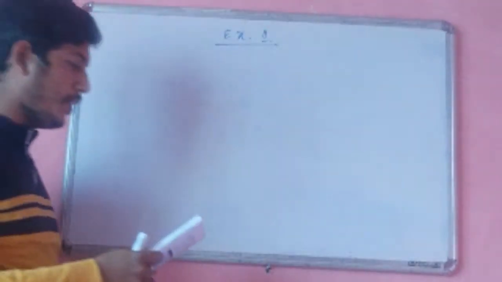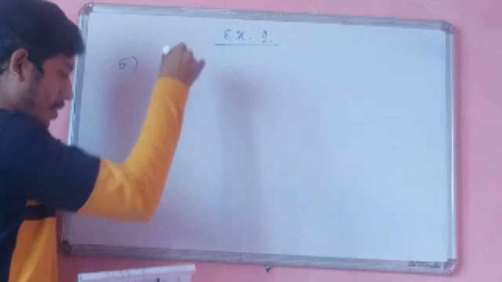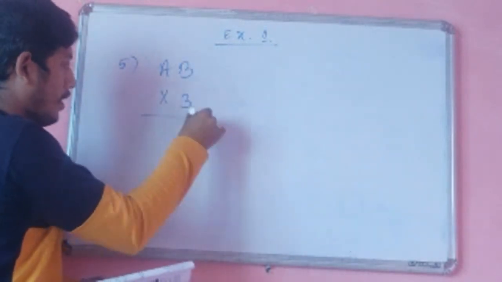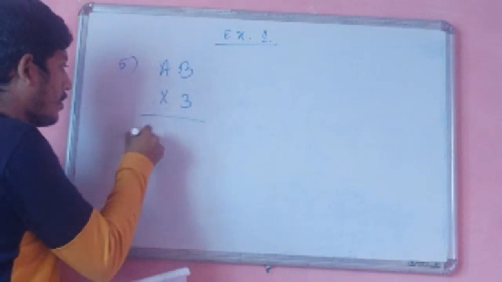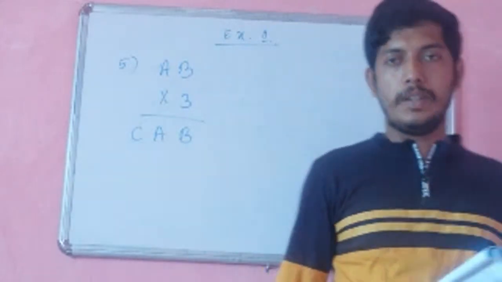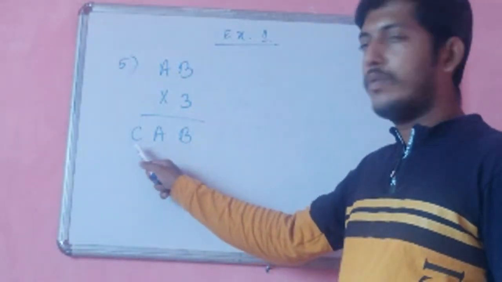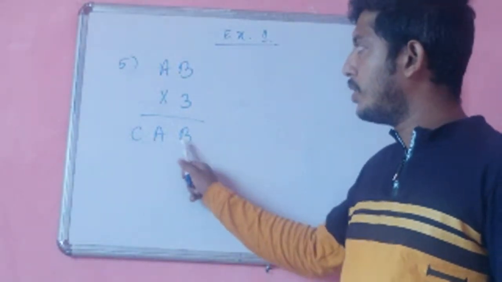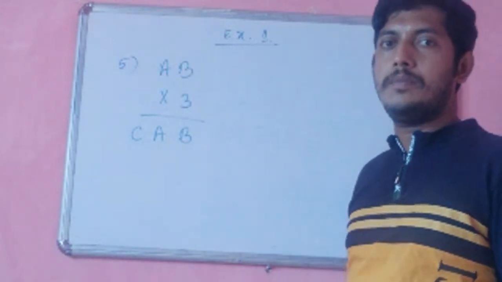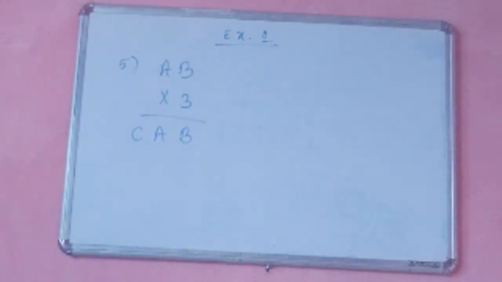Next problem, fifth one. AB into 3 gives CAB. So here we have to substitute the value of A and B, and here we'll get the value of CAB. So these two values must be equal to each other. In that case only our solution is correct. So try to find out the value. Fast.